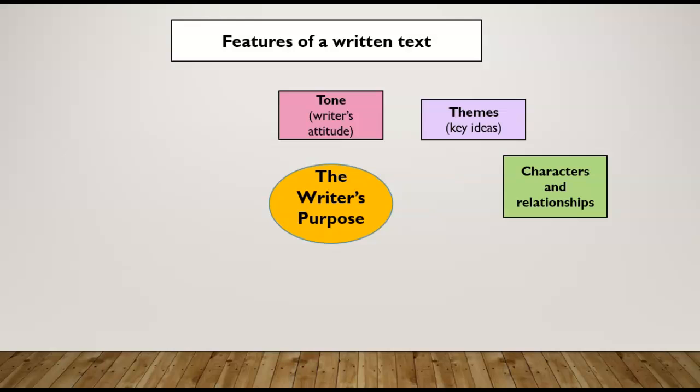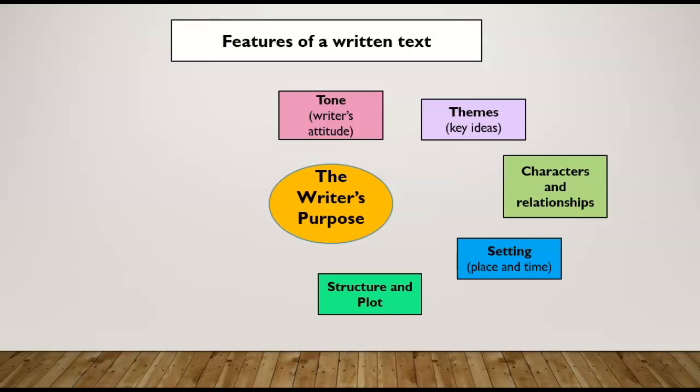Characters and relationships are really important. Every text will have at least one character, and the relationships that they build with others are really crucial to the story. Setting is the place and time. Setting also is very important because the place will influence the characters and the storyline.